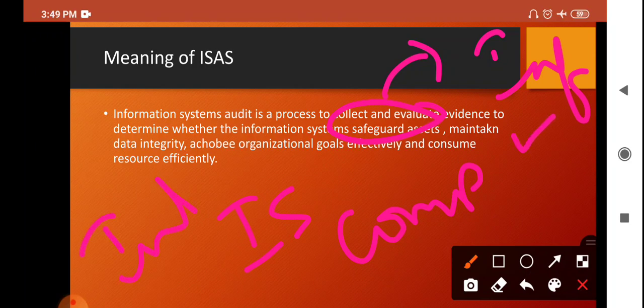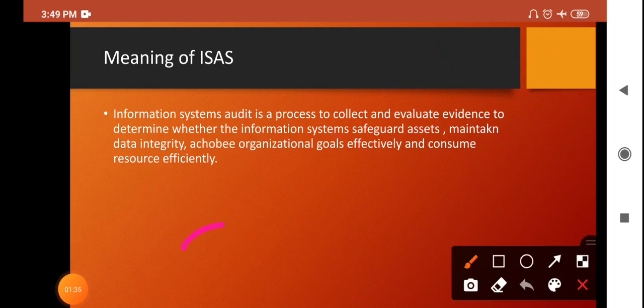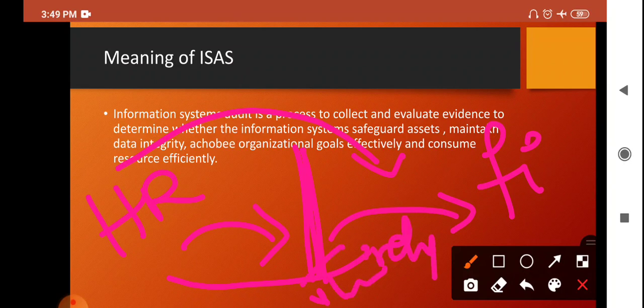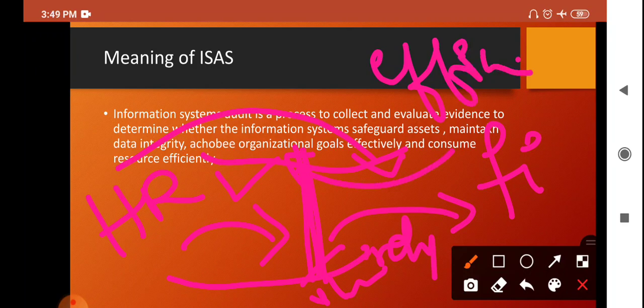Integrity here means while we are passing information from one system to another system. For example, the HR system is passing information to the finance system. While passing the information between two departments, in the middle, whether the integrity and the confidentiality have been maintained or not, or whether a third person is getting that information. So data integrity should be maintained. Next is achieving the organization goals effectively and consuming the resources efficiently. When we consume the resources efficiently without any wastage, only then can we meet our organization goal.